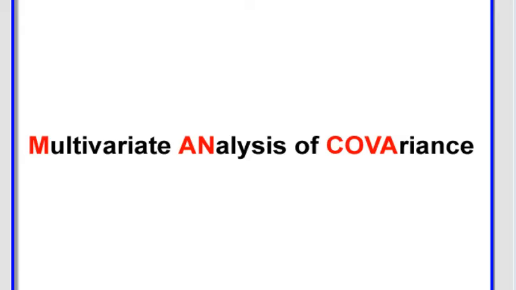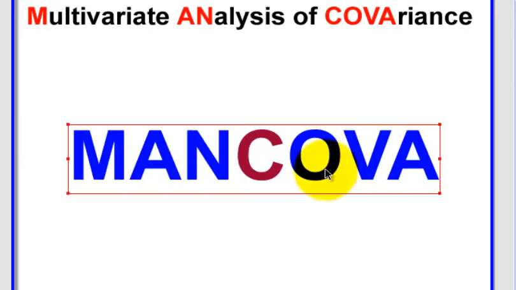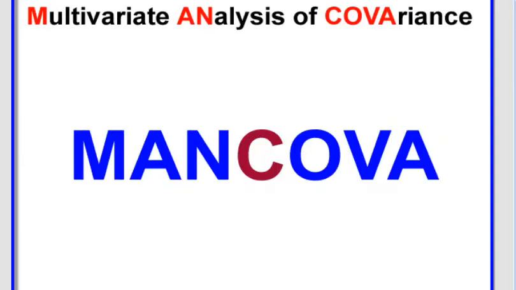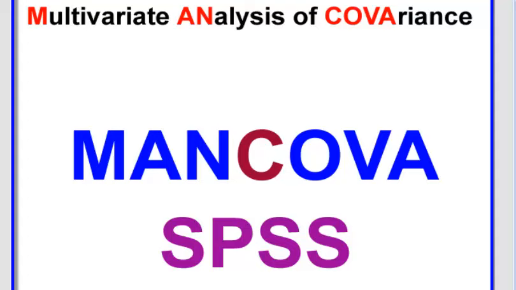Okay, this is going to be a fast video of a MANCOVA, right? It's a multivariate analysis of covariance. So, the C stands for covariate or covariance. We're going to run this through SPSS. I'm going to try to make it a short video.